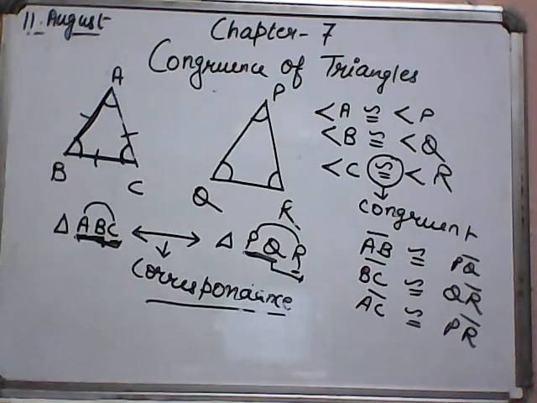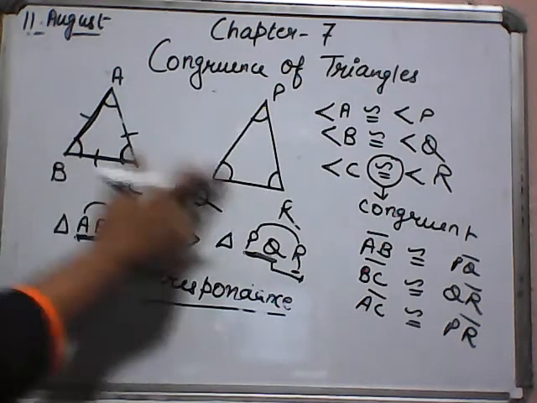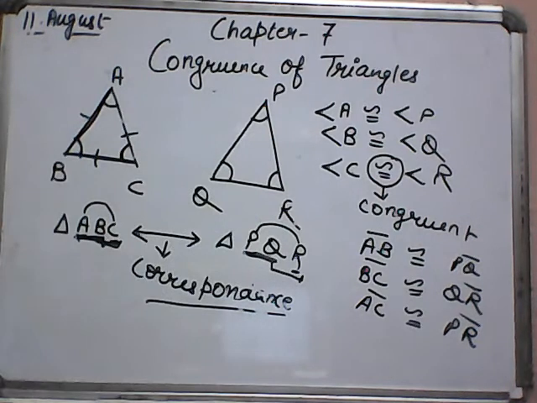Now, this correspondence means corresponding vertices and corresponding sides are equal to each other. It means angle A corresponds to angle P, angle B corresponds to angle Q, angle C corresponds to angle R. Same as sides.